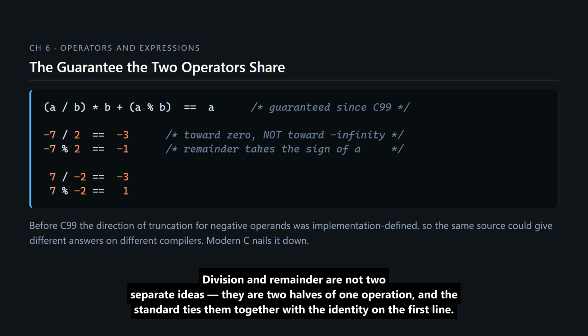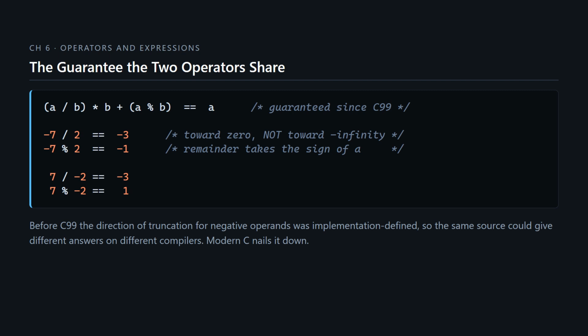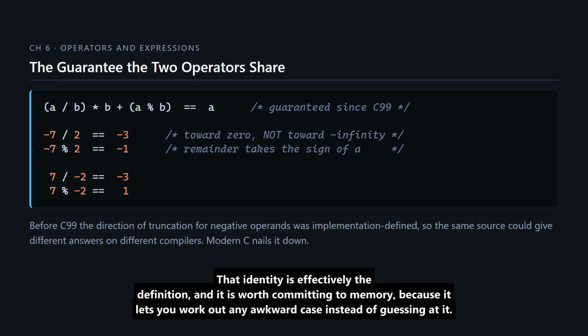Division and remainder are not 2 separate ideas, they are 2 halves of one operation, and the standard ties them together with the identity on the first line. Take a divided by b, multiply it back by b, add a remainder b, and you get a back. Always. That identity is effectively the definition, and it is worth committing to memory because it lets you work out any awkward case instead of guessing at it.